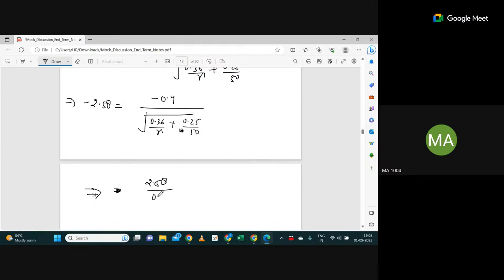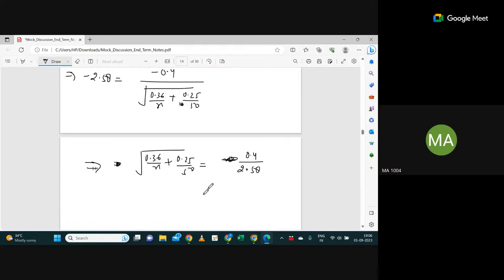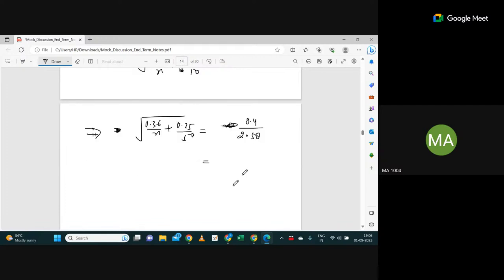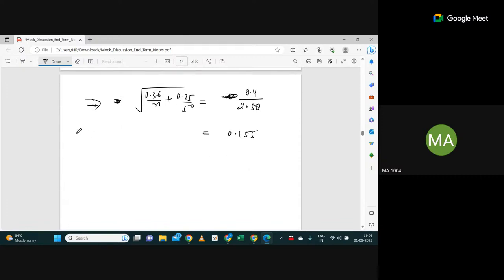2.58 divided by 0.4 equals 1 by, okay, let me do it like that. It will be square root of 0.36 divided by n plus 0.25 divided by 50 equals, the minus will get cancelled, so I will get 0.4 divided by 2.58, right? So far, it's clear. So let me calculate the right hand side: 0.4 divided by 2.58 will be 0.155, right? So what can I do? I can take the square of this, right?